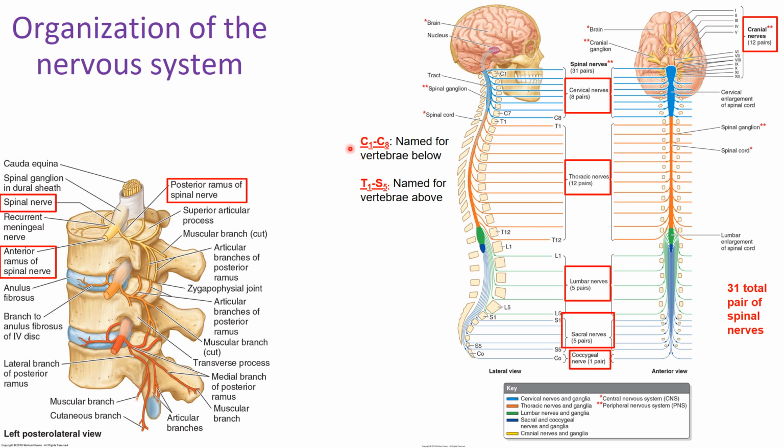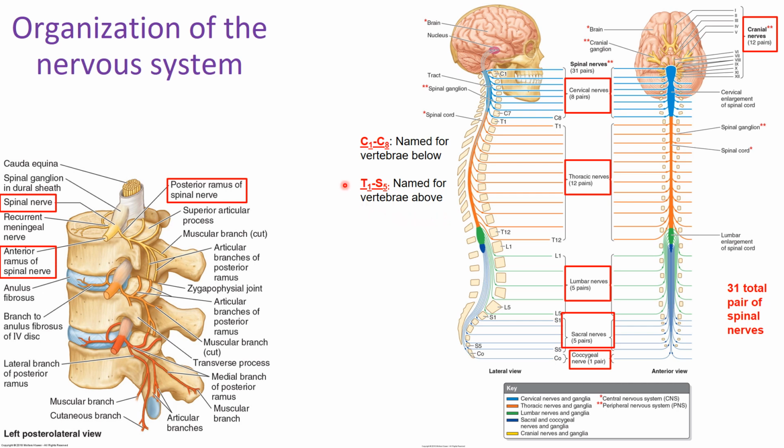So for the cervical vertebrae, the nerve is named for the vertebrae below it. So the C1 nerve passes over top of the C1 vertebrae. C3 passes over top of the C3 vertebrae. Now, if you remember back to the video on the vertebral column, there is no C7 vertebrae, right? It goes from C7 to T1. So the C8 nerve is going out over top of the T1 vertebrae.